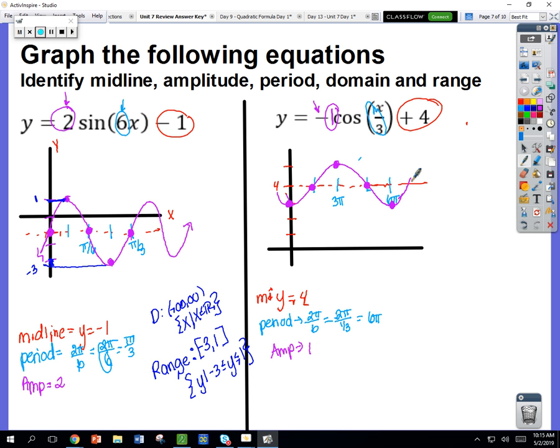And again, I don't care that it's accurate beyond that. But it does continue the exact same cycle. So the domain for this is the same, negative infinity to positive infinity, because it still continues left forever and then right forever.